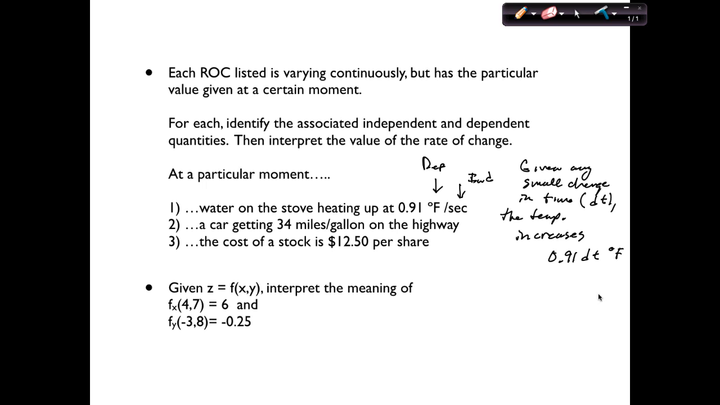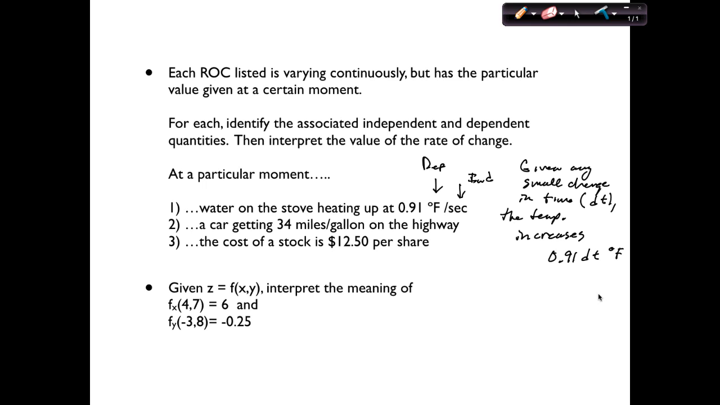Because in 2 seconds, how much will it go up? 1.8, 2 times 0.91. And in half a second, how much will it go up? About 0.45 degrees Fahrenheit, right? So what are you doing? You're multiplying whatever little time you have by the 0.91, and it gives you how much change in Fahrenheit there is. That's what rate of change means.